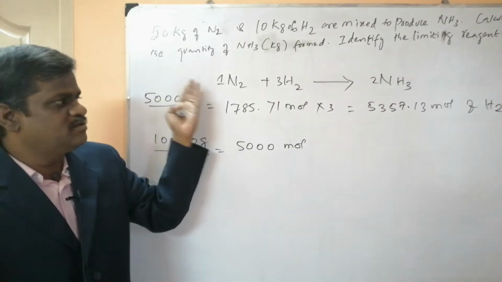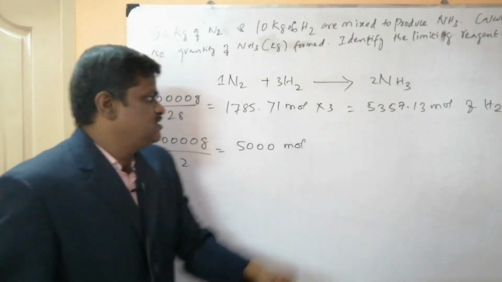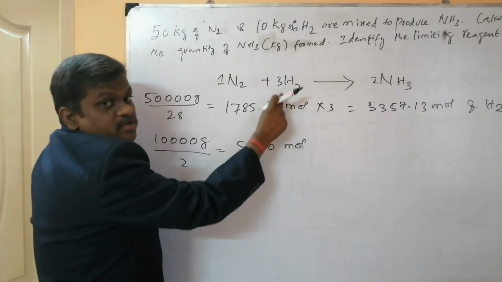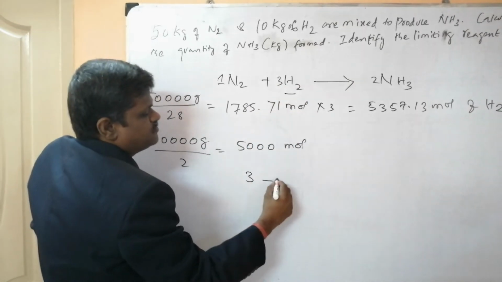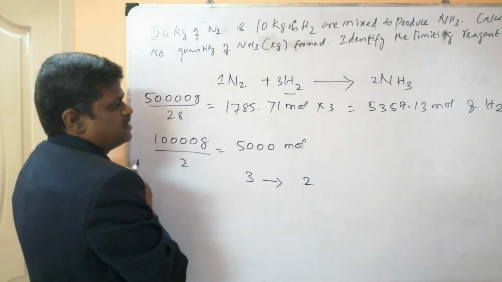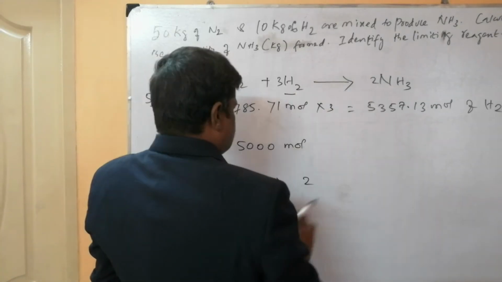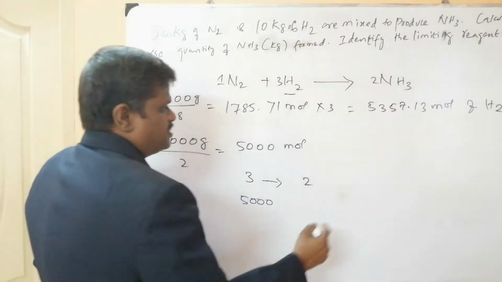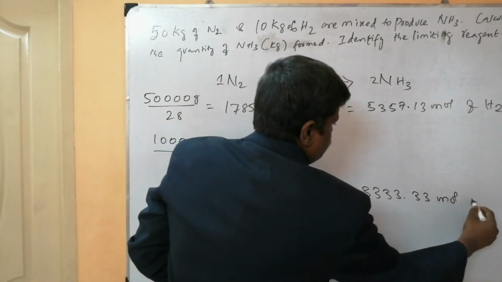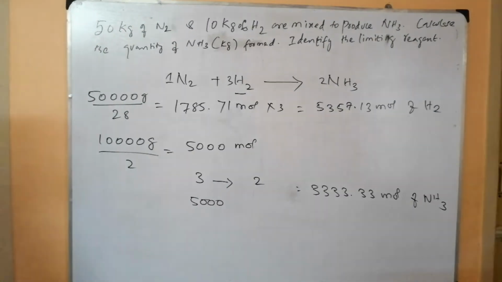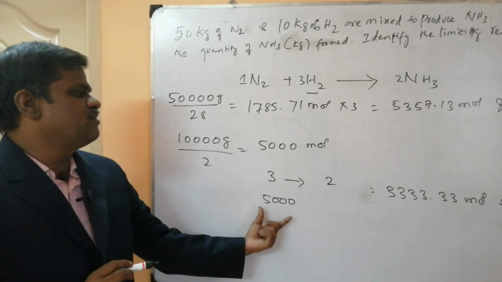As we discussed in the example, we use only the limiting reagent to calculate the maximum amount of product. Let us take the limiting reagent. You see, 3 moles of hydrogen give 2 moles of ammonia. So 5000 moles will give how many moles? 10,000 divided by 3, that means around 3333.33 moles of ammonia. Is it clear? This many moles of ammonia can be formed from 5000 moles of hydrogen.